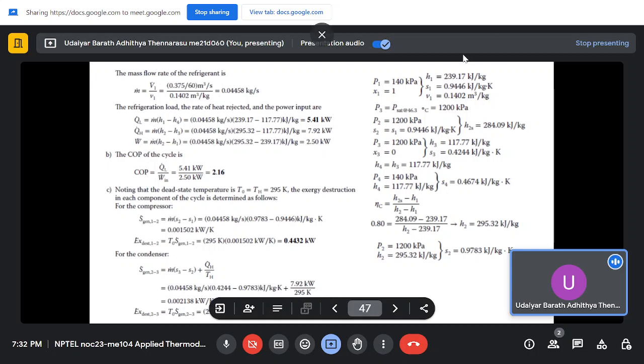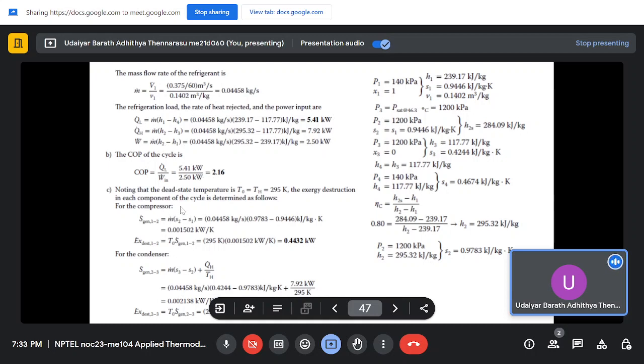To the right, I have shown how to find the enthalpies of each of the four state points. Using the R134A chart and the similar process which we have seen in the previous problems, we can find out all the enthalpies. So now we have found out COP, work done and heat rejected.